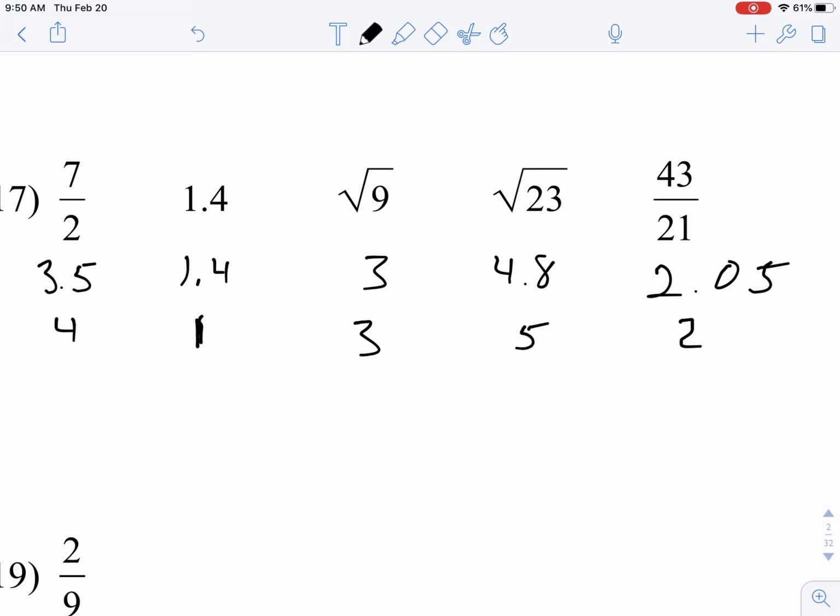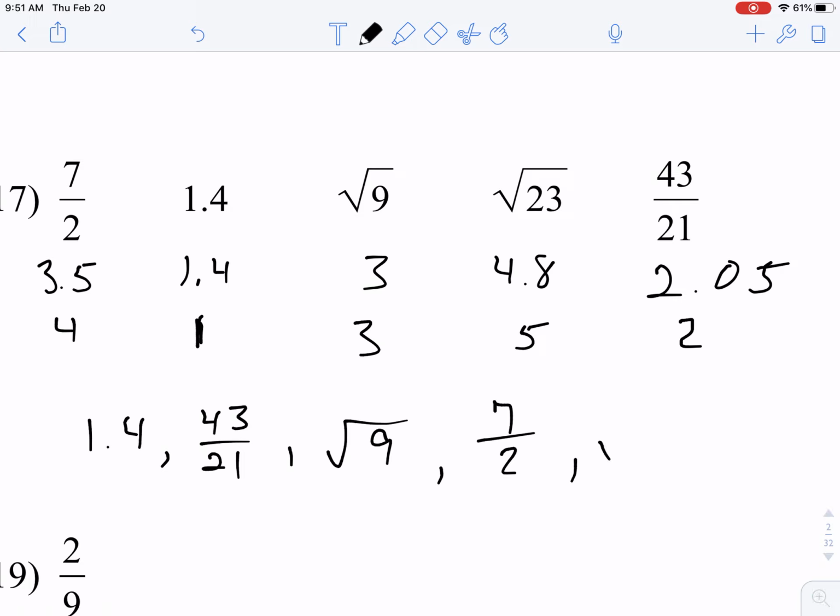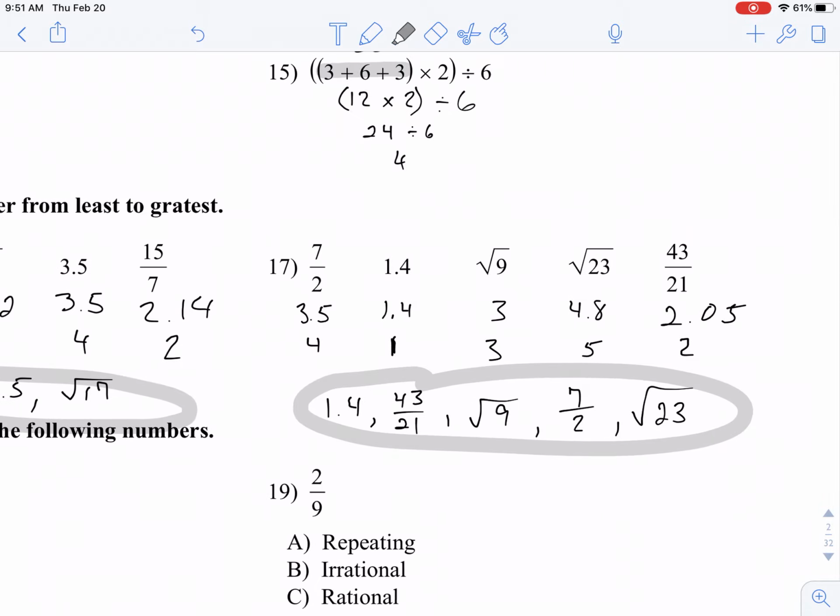And then go back through and do the same thing we did on the previous problem. List them from least to greatest. So 1.4 stays 1.4. The second one was 43 over 21. The next one is the square root of 9. The next one after that is 7 divided by 2, or 7/2. And then the next one after that is the square root of 23. Again, this is your final answer. And we move on to the next questions.